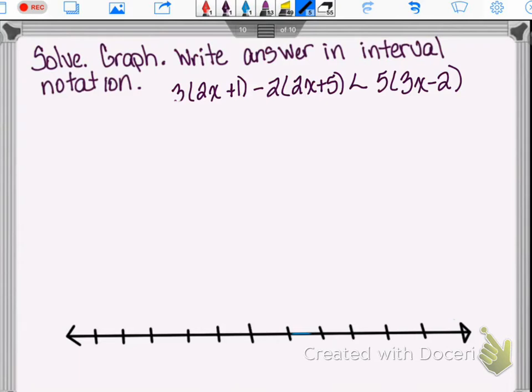Wait. I got 1 minute. Okay? You have to distribute here. So you distribute first, just like you would with an equation.